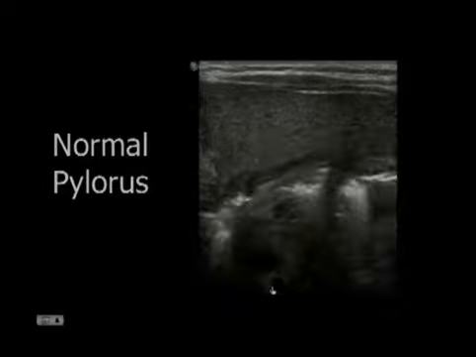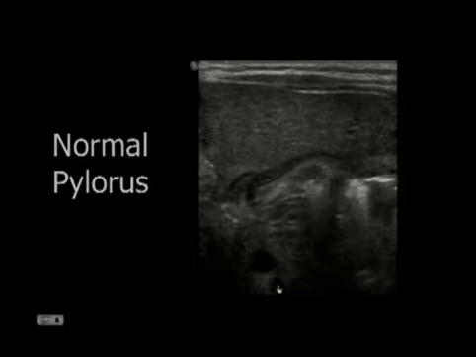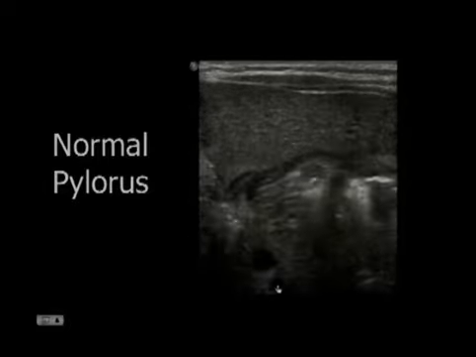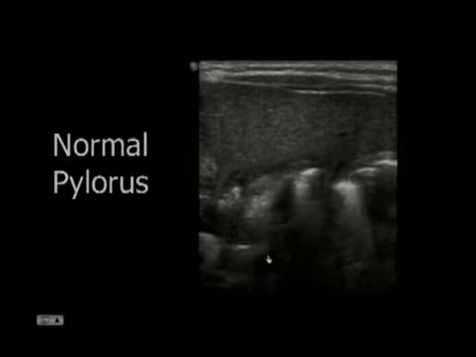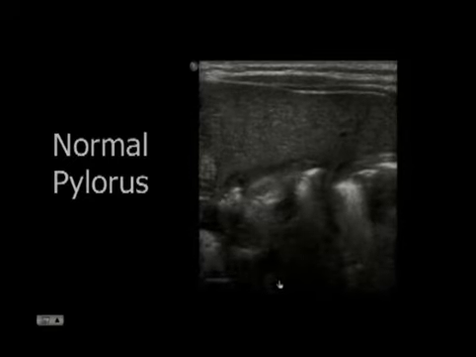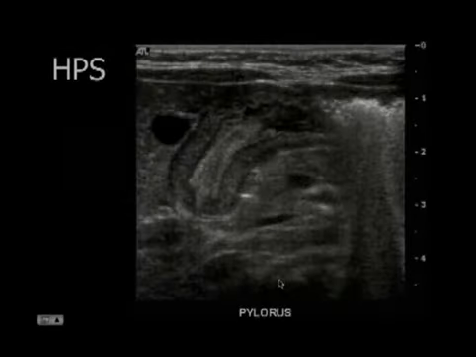This is a normal examination, and you can see the normal relationship of the superior mesenteric artery right back here where the pointer is and the superior mesenteric vein. This is a normal relationship which we'll get into with malrotation.